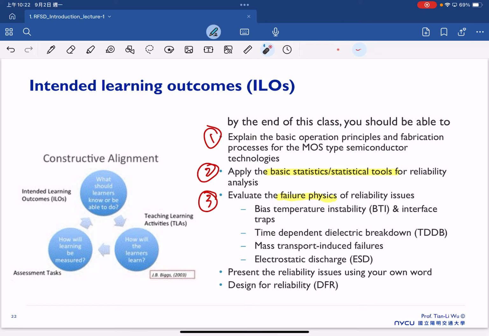If you work on all kinds of semiconductor devices, you definitely will face these issues, no matter from front end, back end, even the circuit level. So therefore, you have to understand.